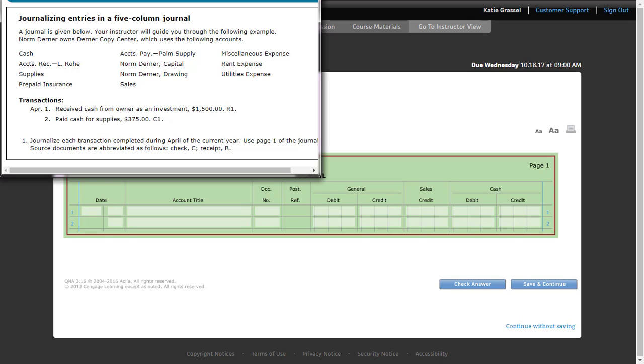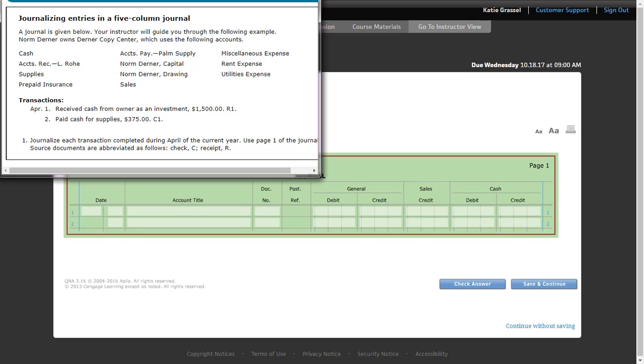Then we have transactions. We have April 1 and April 2. That I'm not doing anything with. I need to get to my first instruction. My first instruction reads, journalize each transaction completed during April of the current year. Use page 1 of the journal. Source documents are abbreviated as follows. C, check, R, receipt.